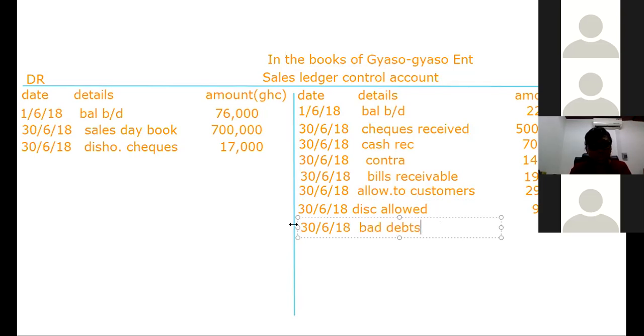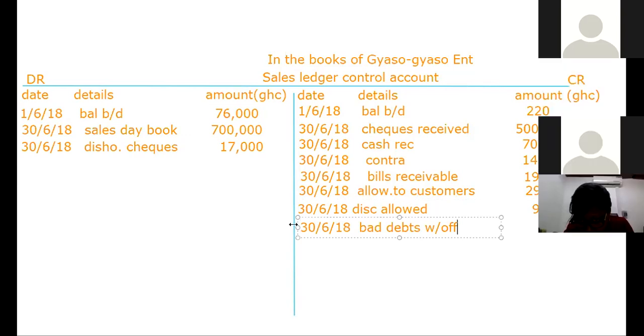Credit, I want you to clarify why this net checks is debit. Why what? Thomas, speak up. I can't hear you. Yes, I want you to clarify why the dishonoured checks is on the debit side. Well, Samuel, what are your thoughts?